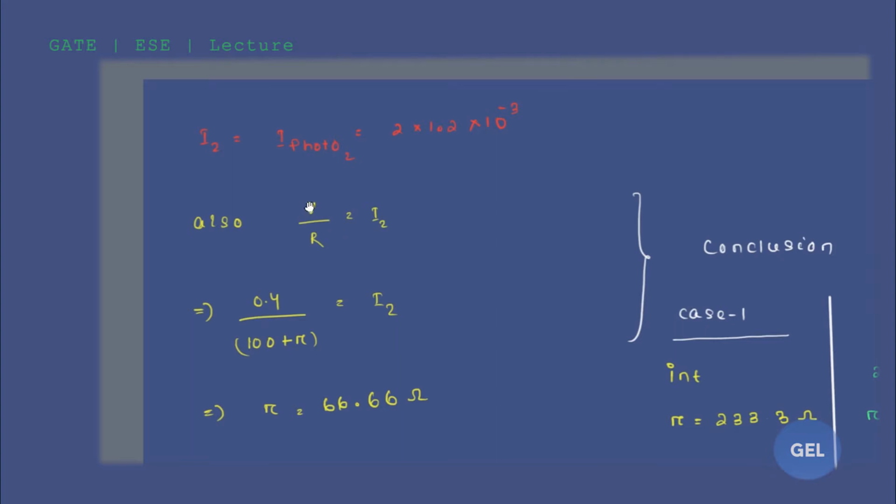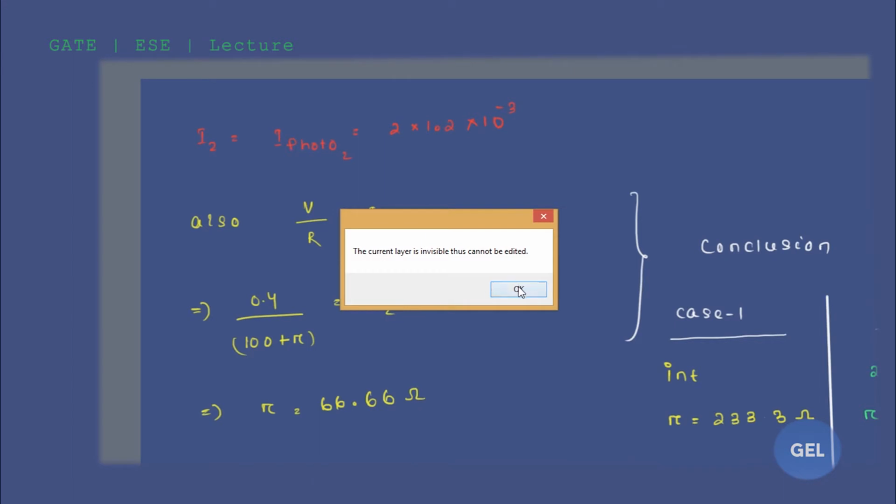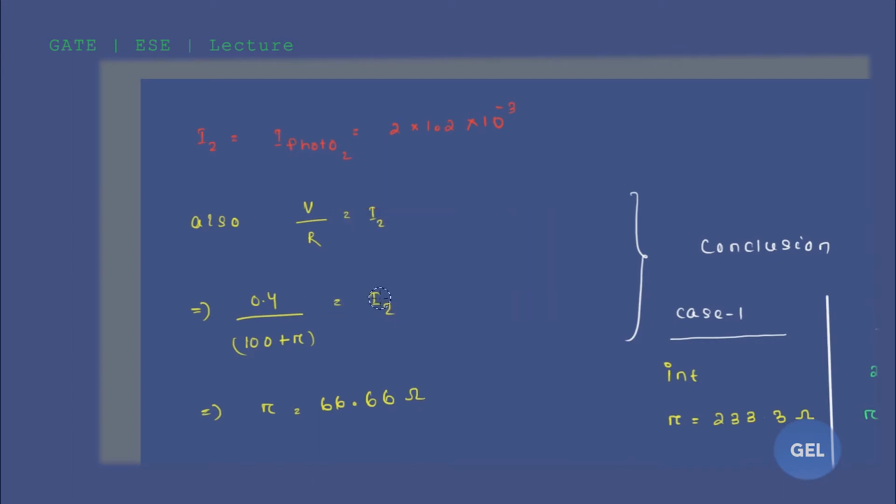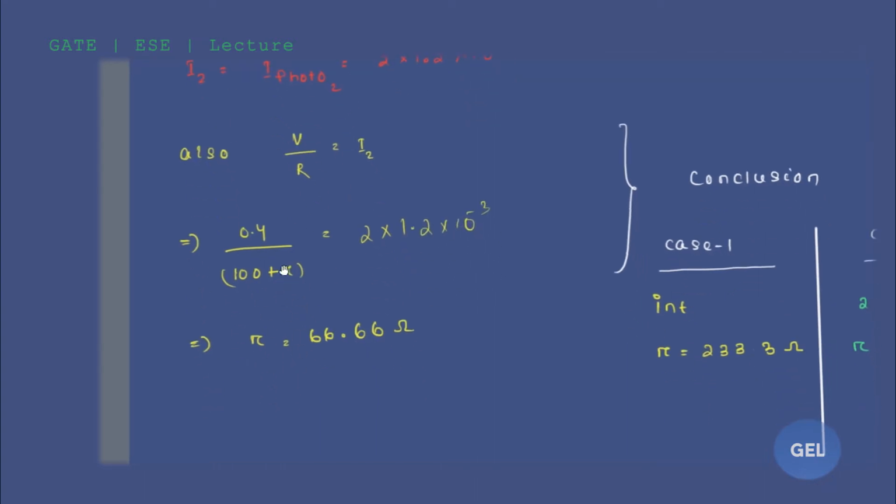Now we know V is given as 0.4, and in place of V you put the 0.4 value, and in place of R you put 100 plus R. In place of I2 you're going to put the value 2 into 1.2 into 10 to the power minus 3. Now here you can get the changed resistance value.